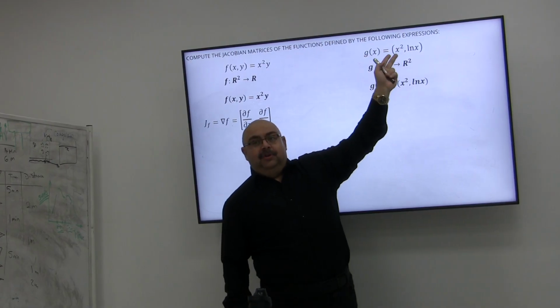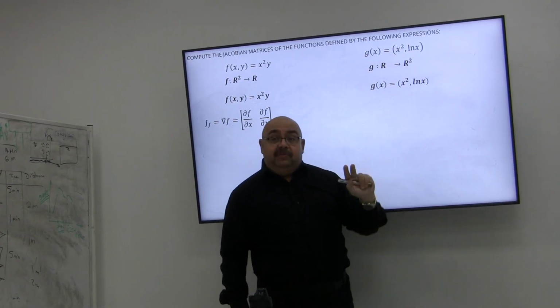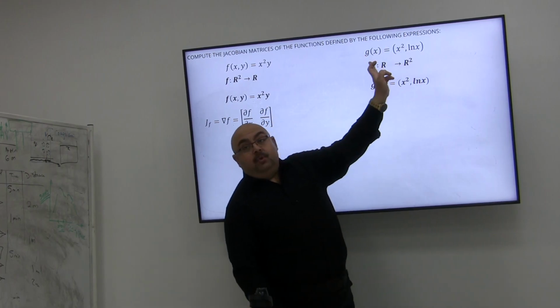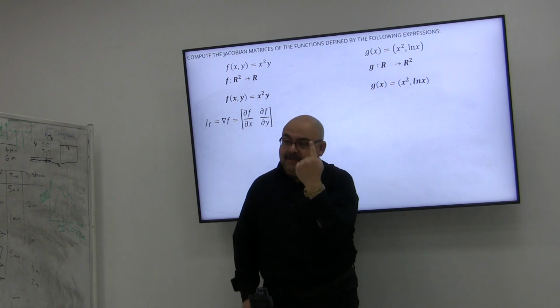From R into R2, a vector valued function. If I want to differentiate or to find the Jacobian, the dimension will be 2 times 1. So it's 2 rows, 1 column.